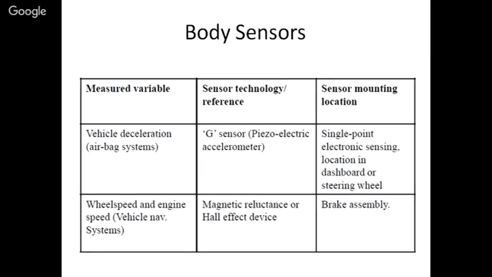Some other sensors, like radar or ultrasonic, are used in autonomous or self-driving vehicles. They will be discussed on Thursday. With that we come to the end of our automotive sensors part.